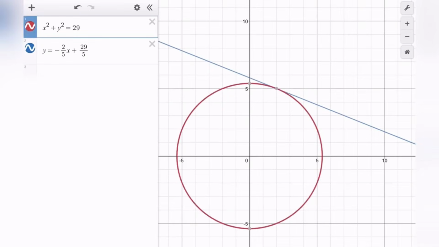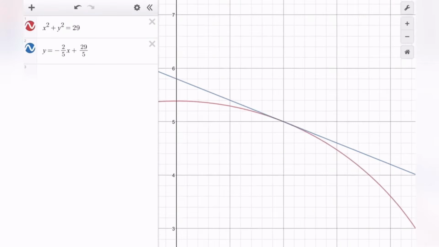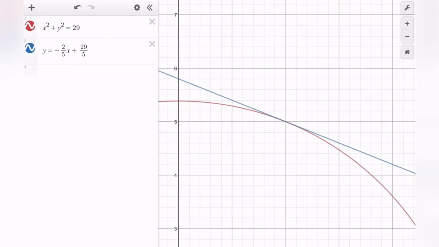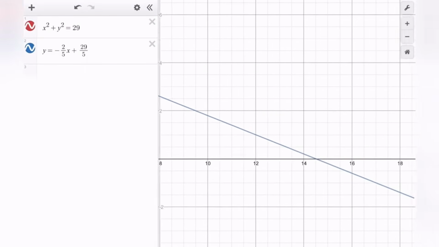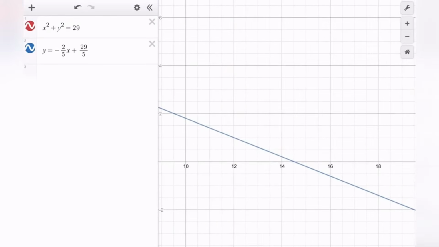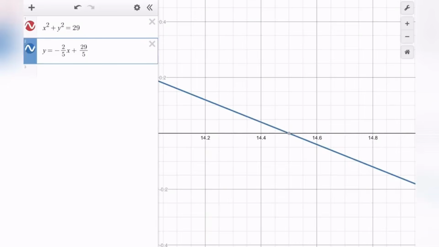So there is the intersection point. Hopefully, if I can zoom in on that, you can actually see what that is. There we go, 2, 5. That was the point that we found early on in the question. And the bit that we found later on in the question was looking at this point down here, where it intersects the x-axis, and hopefully we can see, look, there it is, 14.5.